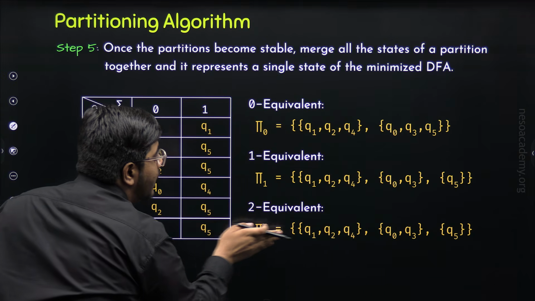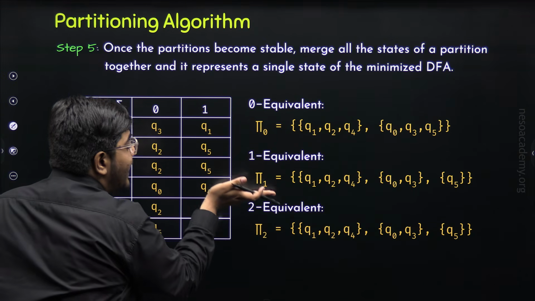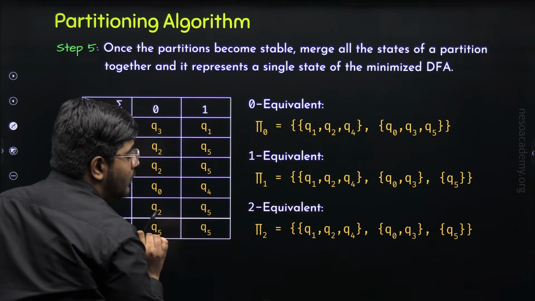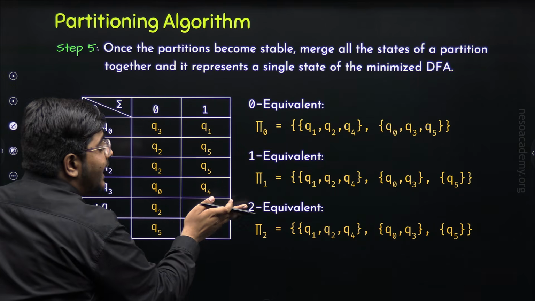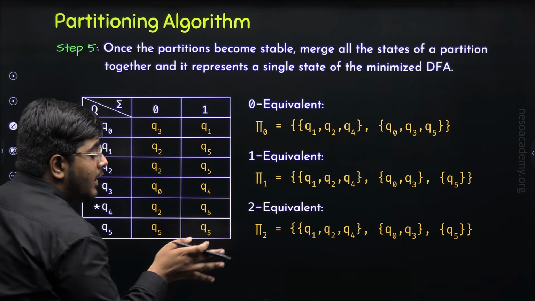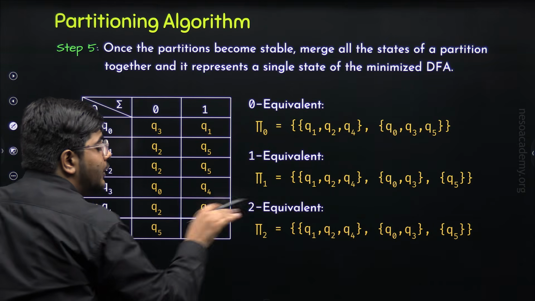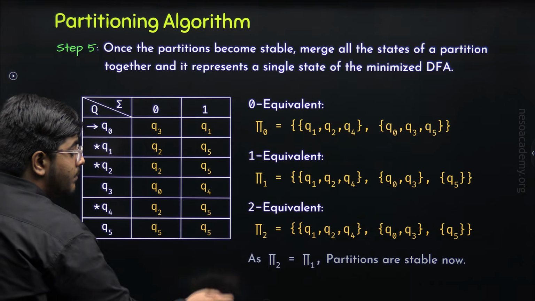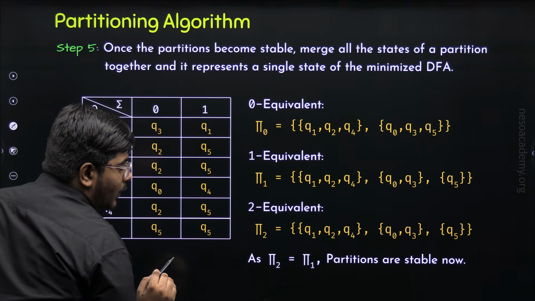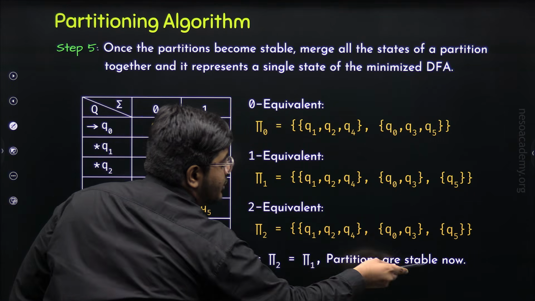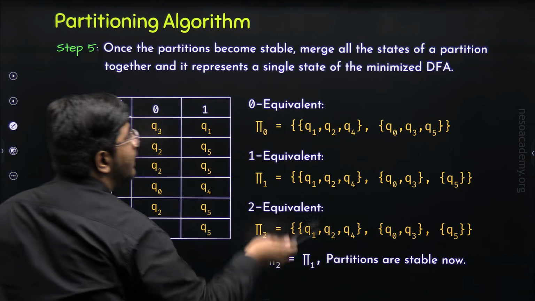What we have got in 2 equivalent is same as what we have got in 1 equivalent, which means if we calculate 3 equivalent also, we will get the same result as the 2 equivalent. This means pi 2 is equal to pi 1. That is why partitions are stable now.